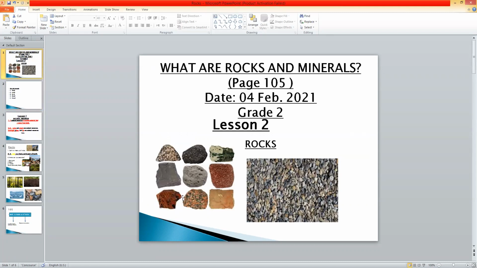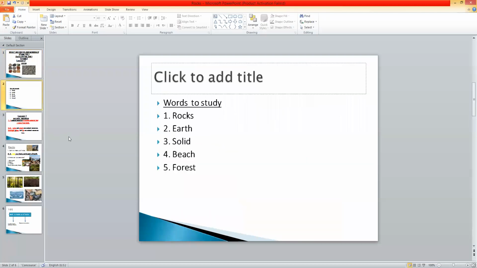So this week we are starting a new lesson, which is lesson 2, and we're going to discuss what are rocks and minerals. We'll be focusing on rocks today. And this is very important. The words to study are very, very important.